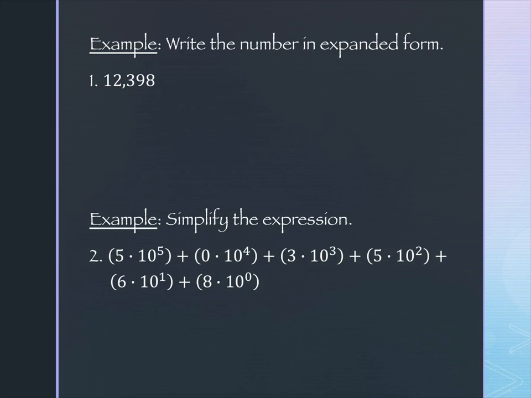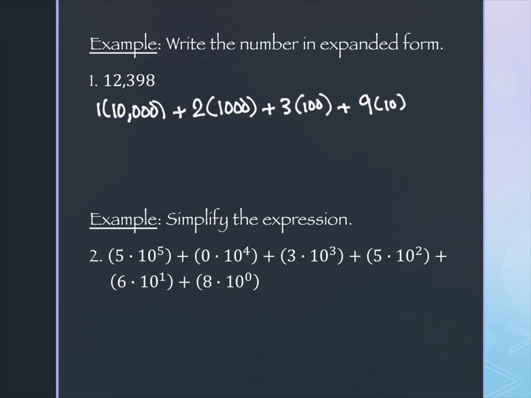So we have the number 12,398, and we're going to write it in expanded form. If you can go straight to the powers of 10, that's great. I'm just going to do an in-between step for those who might want to see that. The number 1 is in the 10,000s place, so it's 1 ten-thousand. The number 2 is in the thousands place. The number 3 is in the hundreds place. 9 is in the tens place. And 8 is in the ones place. So this is a form of the expanded form.